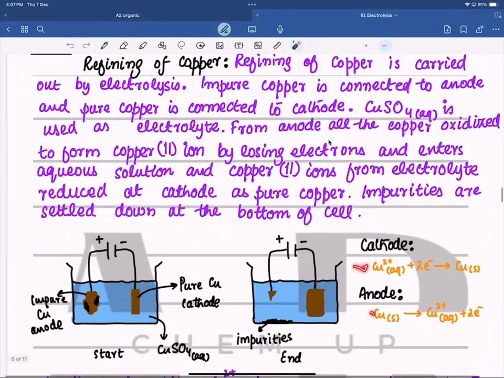But the equations are going to be the same as we discussed in the last class when we did the electrolysis of copper sulfate using active electrodes. The whole thing is the same, but the only difference is that here we have used impure copper as an anode to make it pure.